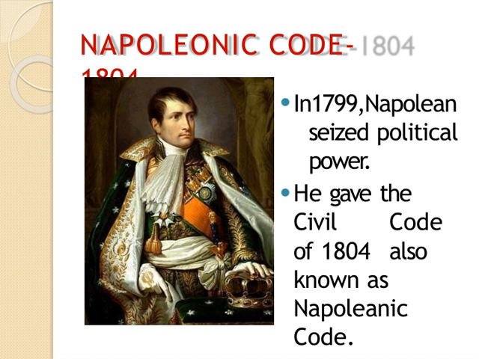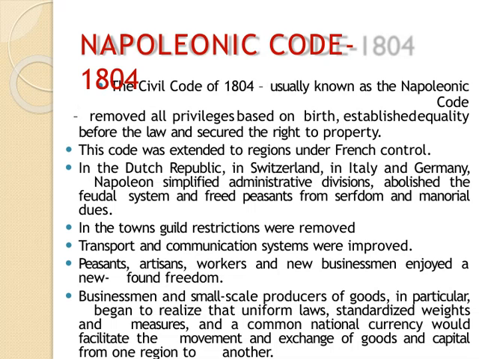Throughout this presentation, we see how Napoleon's legal reforms played a crucial role in shaping France's future and reinforcing his authority. Let's take a closer look at the Civil Code of 1804, which is usually known as the Napoleonic Code. This was a significant reform that removed all privileges based on birth, meaning that everyone was now equal before the law. It also established the right to property as a fundamental principle.